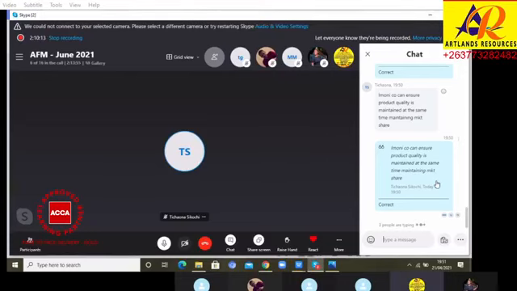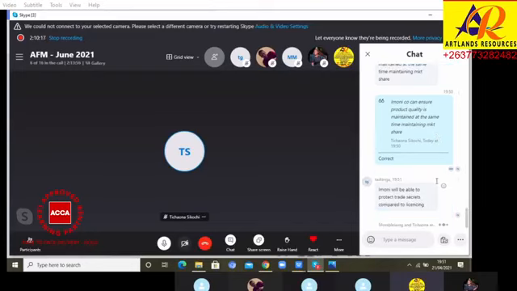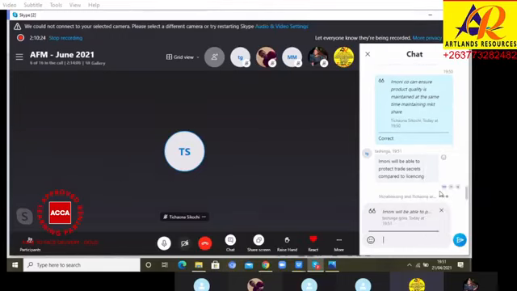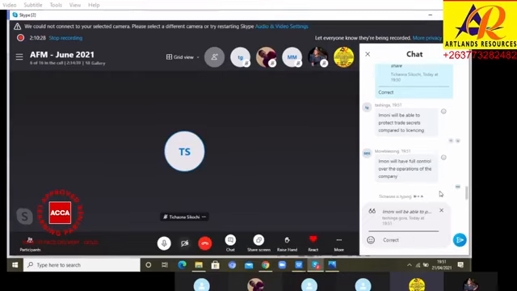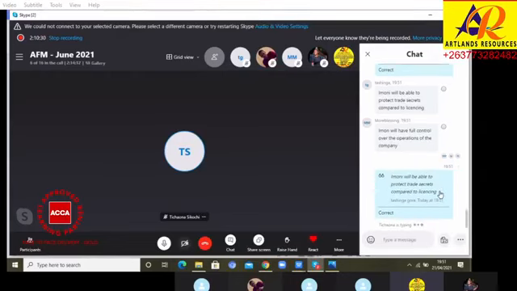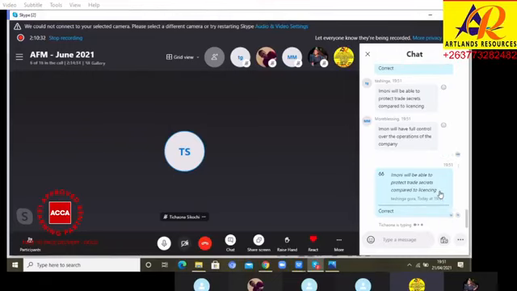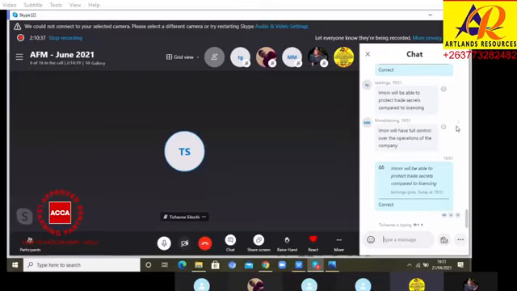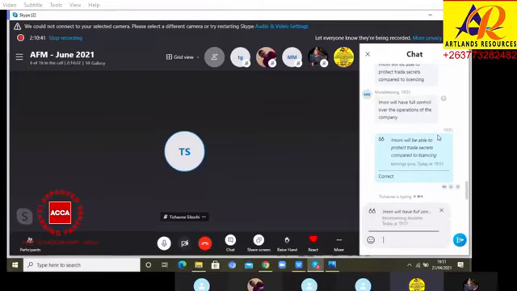Right? I can see it. What satisfies me is to see you typing. Imoni will be able to protect trade secrets. Yes, because normally if you license someone, that company may end up being a competitor. So this one is correct. Imoni will be able to maintain trade secrets. Imoni will have full control over the operations of the company. Correct?